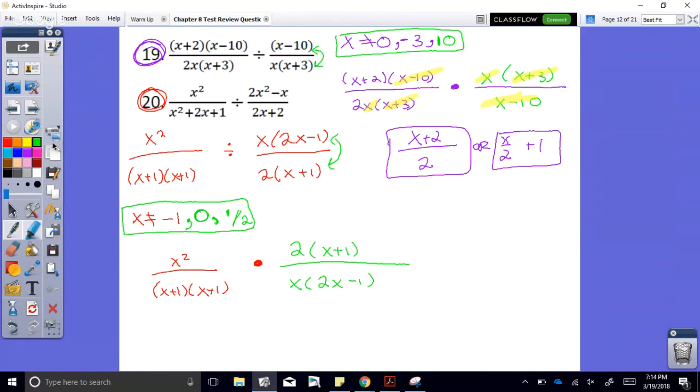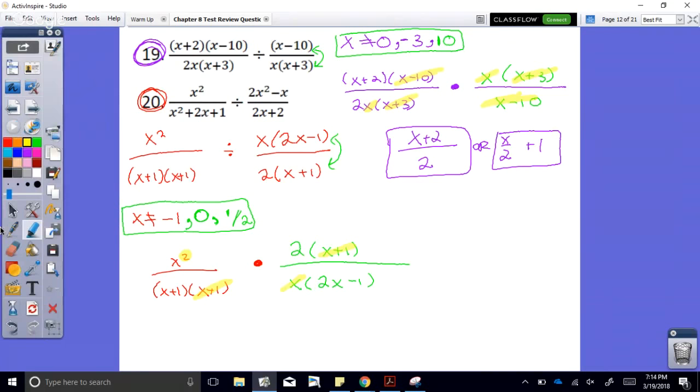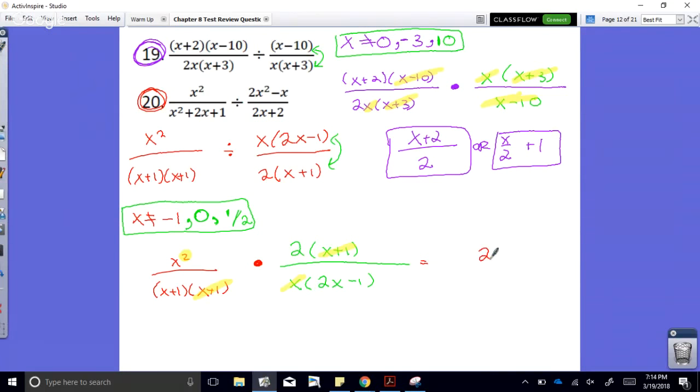We're now going to look to see what cancels. So I have an x plus 1 I can get rid of. I also have an x that's going to cancel with the x squared and just leave me with 1x. So then when I multiply this all out, I have 2 times x, which is 2x. In the denominator, I have an x plus 1 times a 2x minus 1.